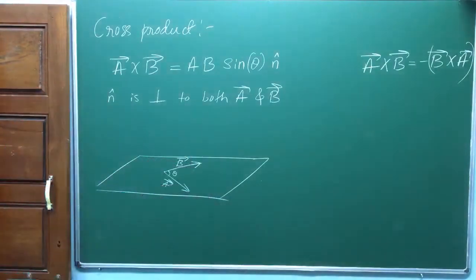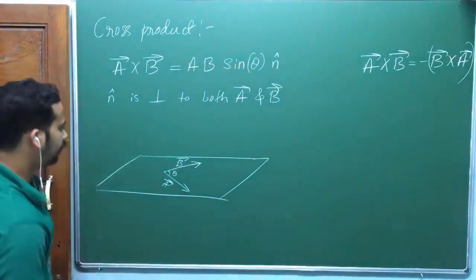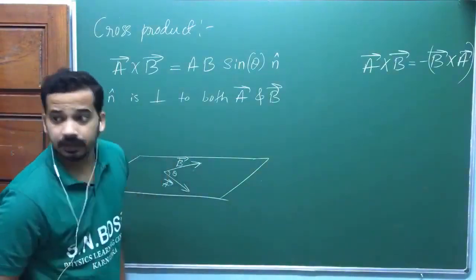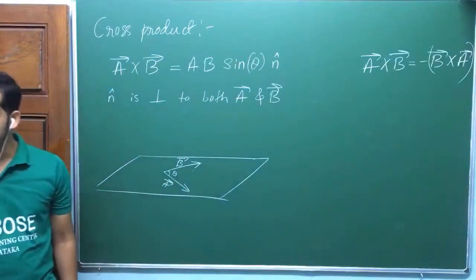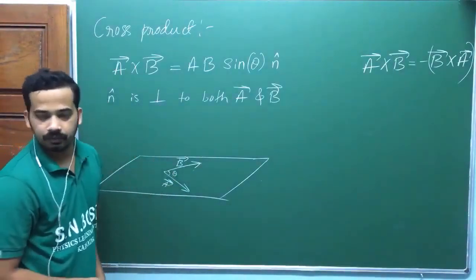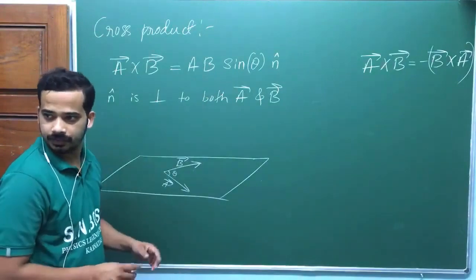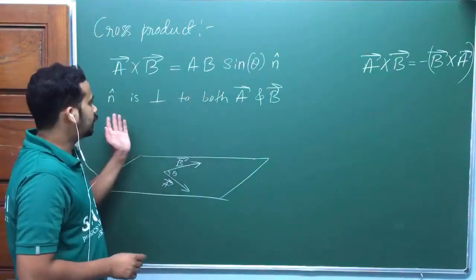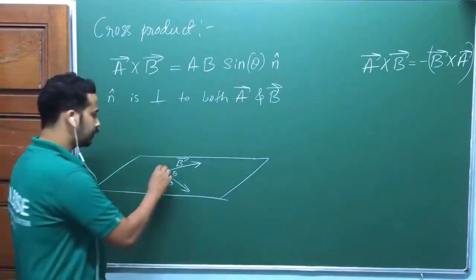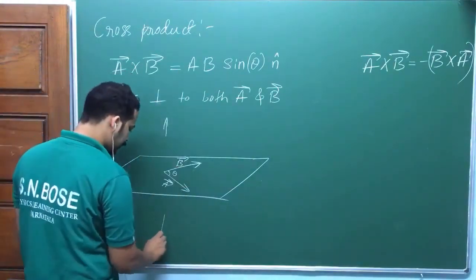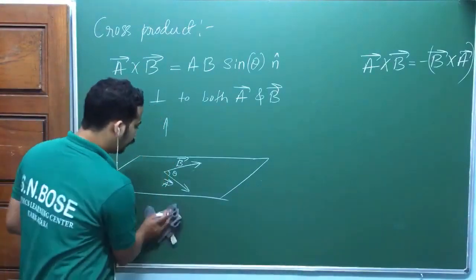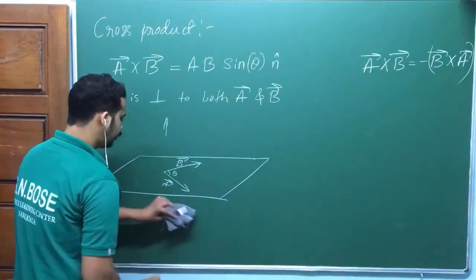That's what you can see here, isn't it? n cap is perpendicular to the plane. But there are two perpendiculars to the plane, one like this, the other like this. What is the direction of n cap? I told you n cap is perpendicular to both A and B, but there are two perpendiculars, in this direction and in this direction, am I right? For a plane, one is opposite to the other. Now, which one of these?